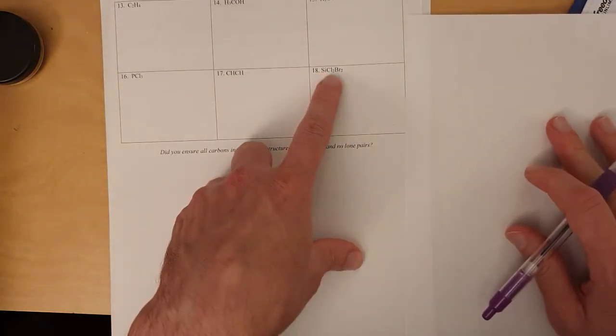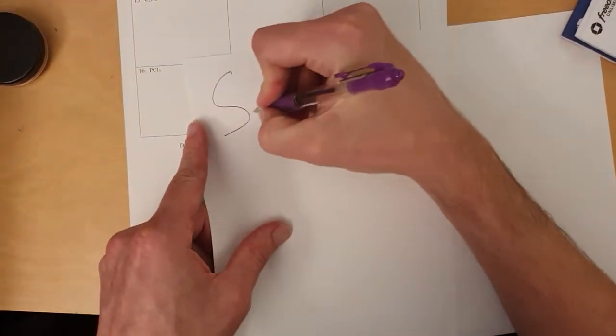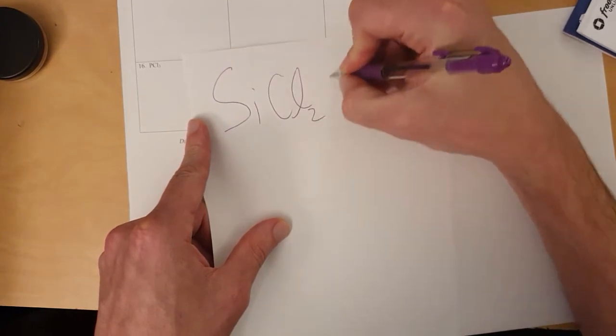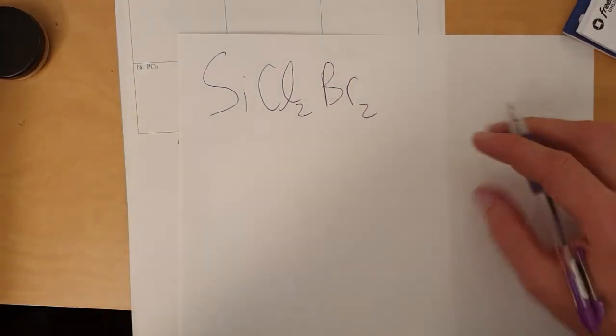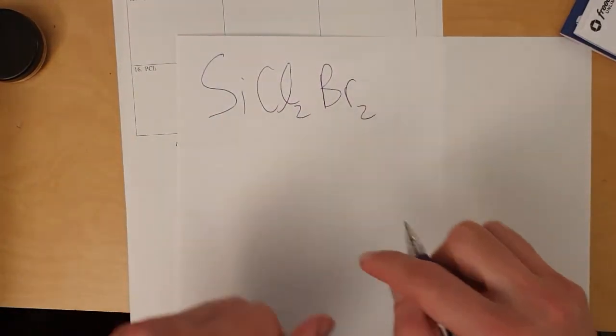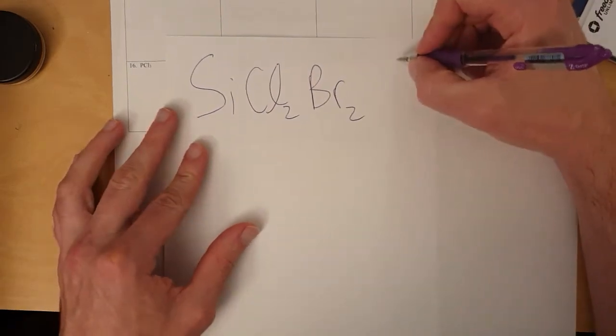So silicon and then 2 chlorines and then 2 bromines. So let's write that nice and big to make it easy to see. You've noticed the pattern with most of these. There's one atom in the middle and the rest are spread around. So we're going to follow that here, but first you need to remember the first step is count valence electrons.